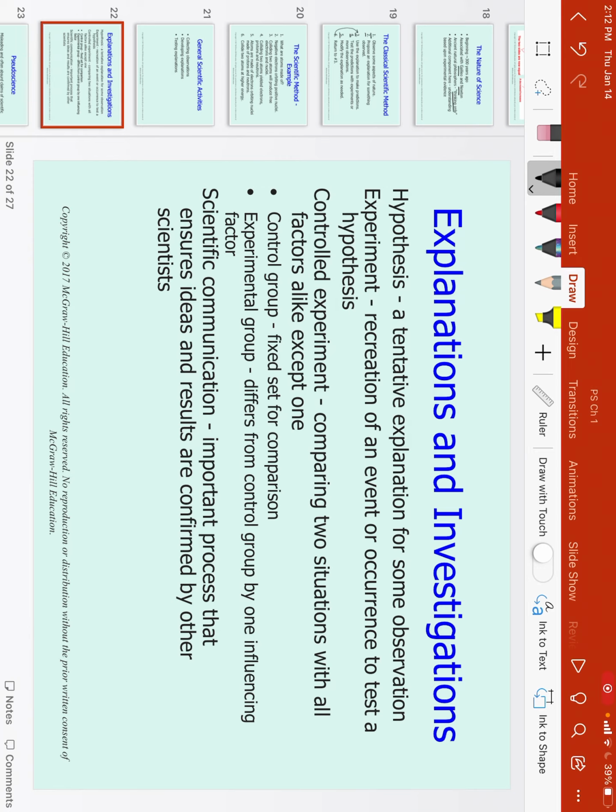There is some more vocabulary on this slide, so you need to know the definition of a hypothesis, which, as we know from high school, is an educated guess. This is a little bit more intense. It says a tentative explanation for an observation. An experiment is a recreation of an event, and it needs to be based on the hypothesis.